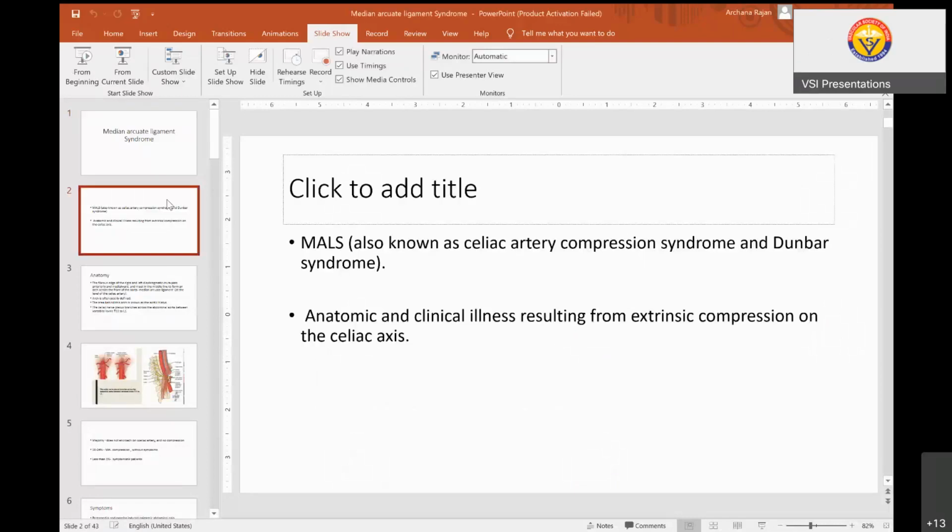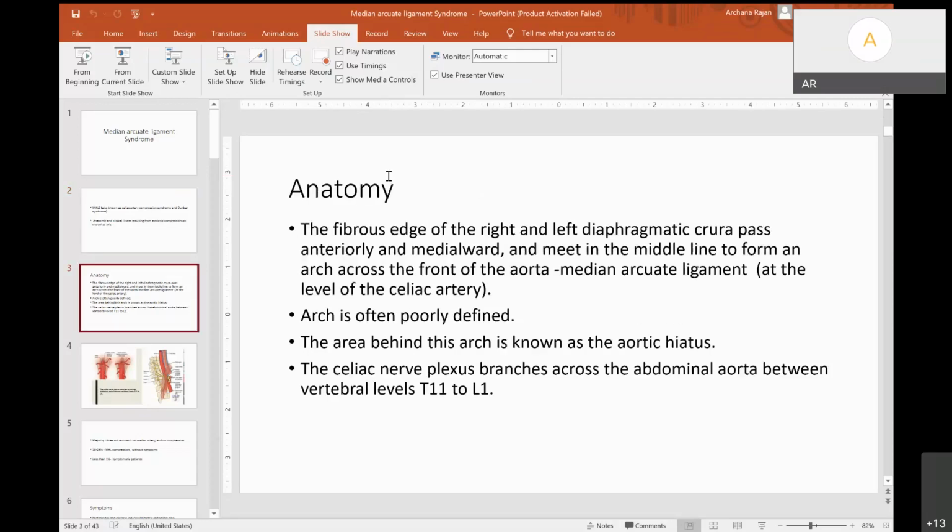Okay, that's fine. So the median arcuate ligament syndrome is also known as celiac artery compression syndrome or Dunbar syndrome, and it is basically an anatomic and clinical illness resulting from an extrinsic compression on the celiac axis. So we have to know about the basic anatomy, how it is getting compressed.